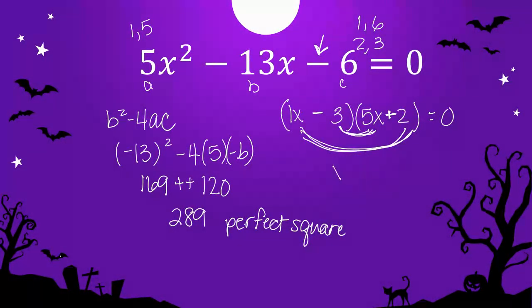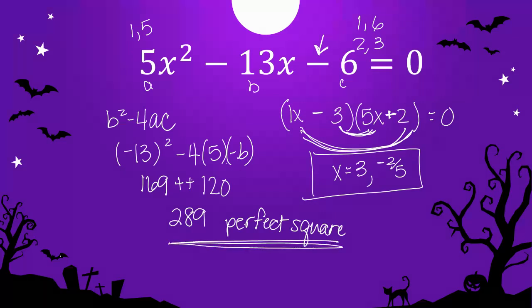My last thing is to solve. So I'm going to take x minus 3 equals 0. I'm going to solve that and get 3. And then I'm going to take 5x plus 2 equals 0. I'm going to solve that, and I'm going to get negative 2/5. Those are my two solutions, which I found by factoring. The reason I know to factor is because the discriminant is a perfect square.